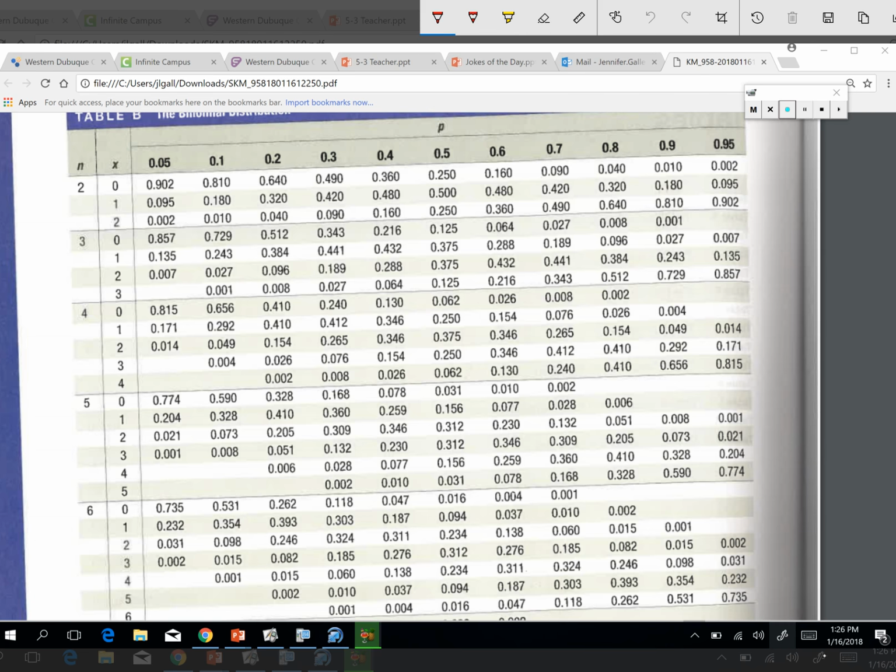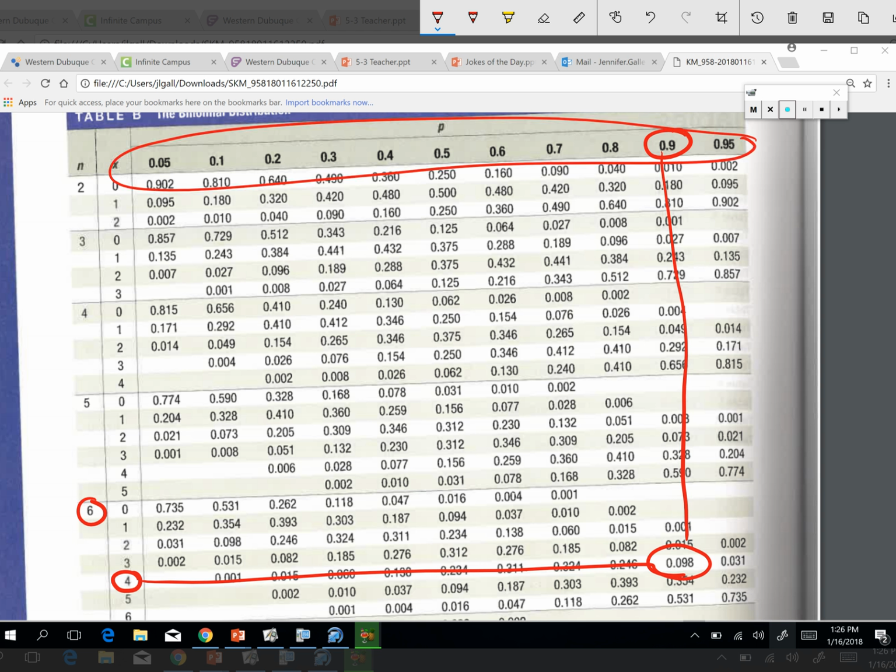All right, so we go to 6, X is 4, P is 0.9, so I follow that column down, I follow this row across, and we get 0.098. So you can use the table, that's fine. The table, however, is limited to these values of P. The table is limited, but it's definitely a nice shortcut. This is on page 774.